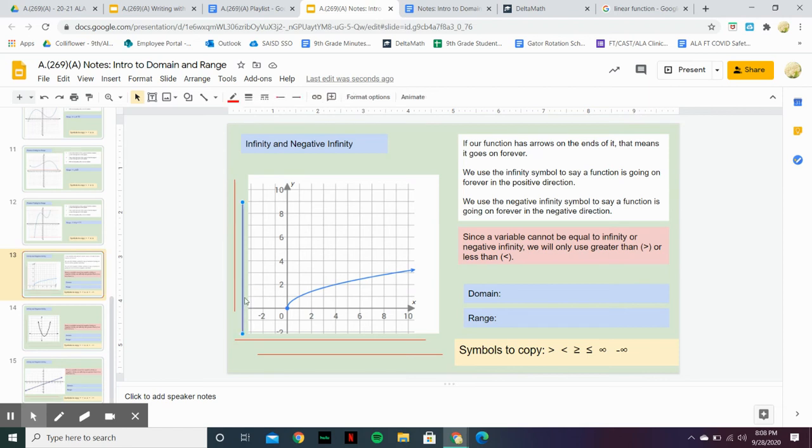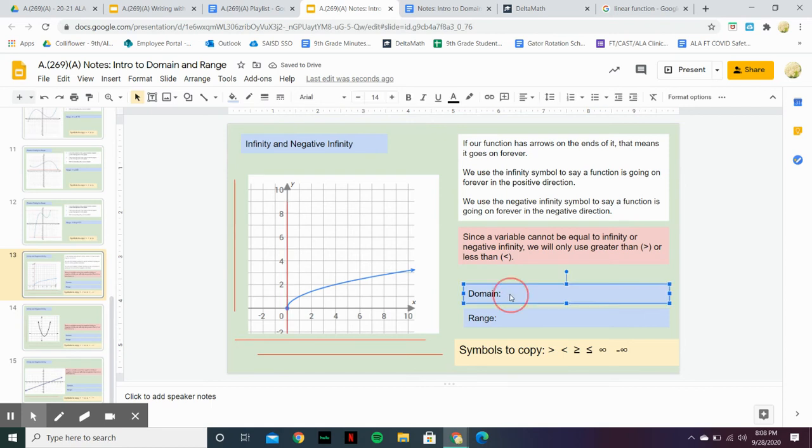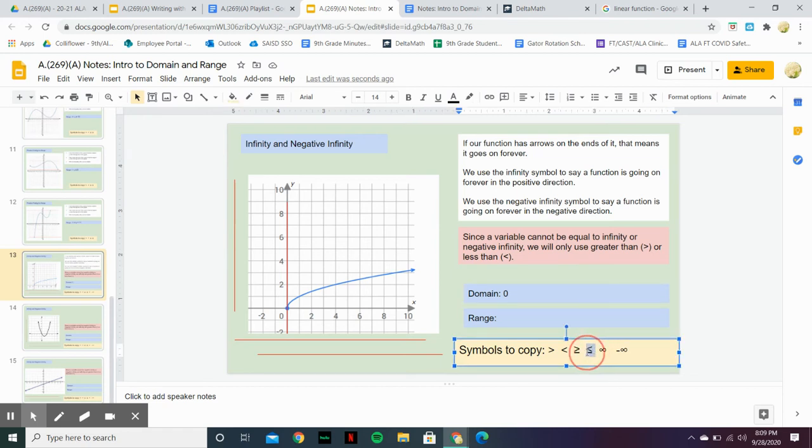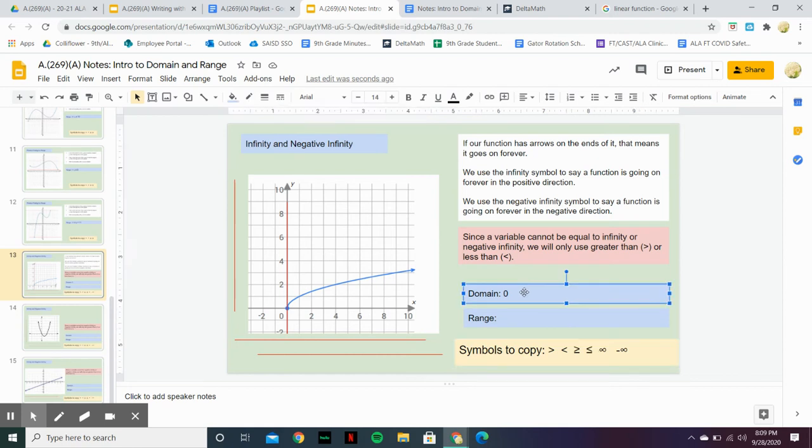So the first thing I'm going to do to find the domain is look to the left of my x-axis, see that the smallest x value that we have is at 0. So I know that my domain starts at 0. And because it is a closed circle for 0, I know that our x value could be 0. So I'm going to use less than or equal to x, which is our domain variable.